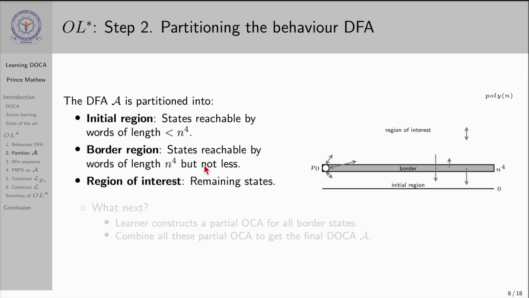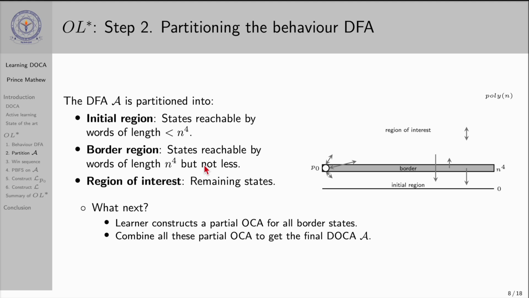Now what is next? The learner constructs a partial OCA for all border states and then combines all these partial OCA to get a final OCA. So how do we construct a partial OCA for all border states? This is a crucial part of the construction and we will take a look at it.